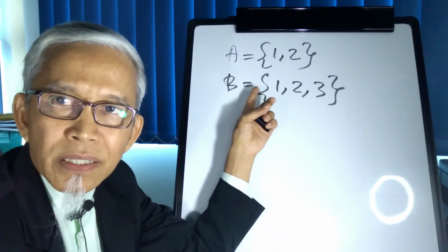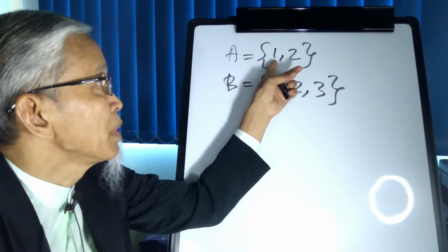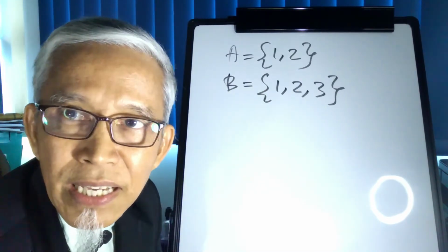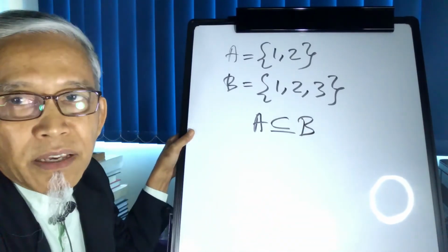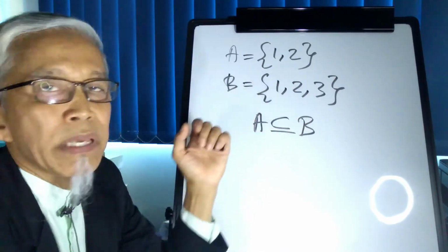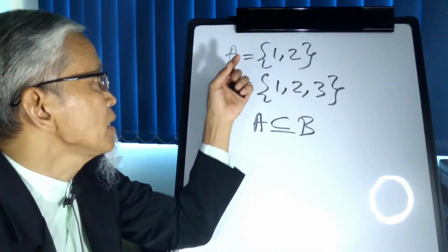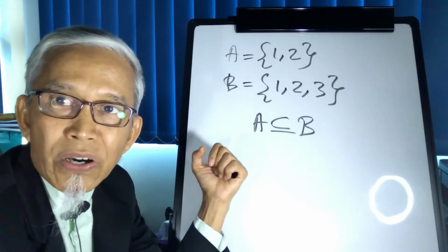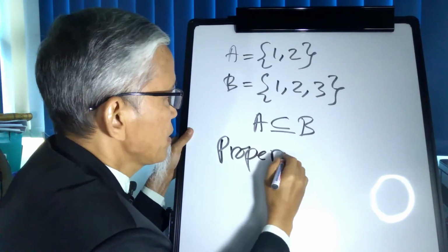All right, let's talk a little bit more about these two sets. Set A is a set with element 1, 2, and set B is a set with element 1, 2, 3. We already discussed that set A is a subset of B because all elements in A are also elements in B. Therefore, set A is a subset of set B. This type of subset is called proper subset.